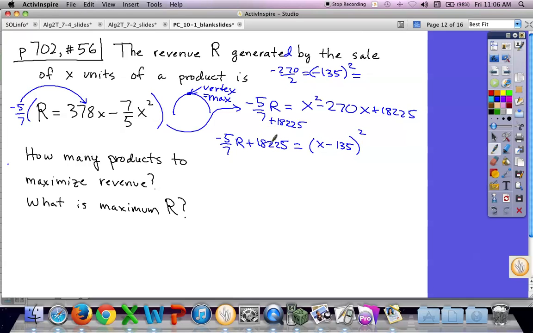Now what do I have to do to get that in the right form? We did it twice already. Deja's the one who said it both times. What do we do with this step? Factor out the negative 5/7, right? So negative 5/7 R, and now we've got to divide. What is 18,225 divided by negative 5/7? Minus 25,515.